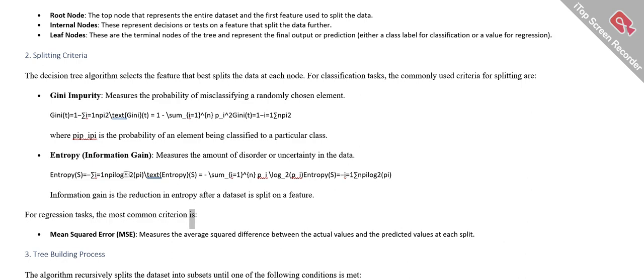For regression tasks, the most common criterion is mean squared error. MSE measures the average squared difference between the actual values and the predicted values at each split.